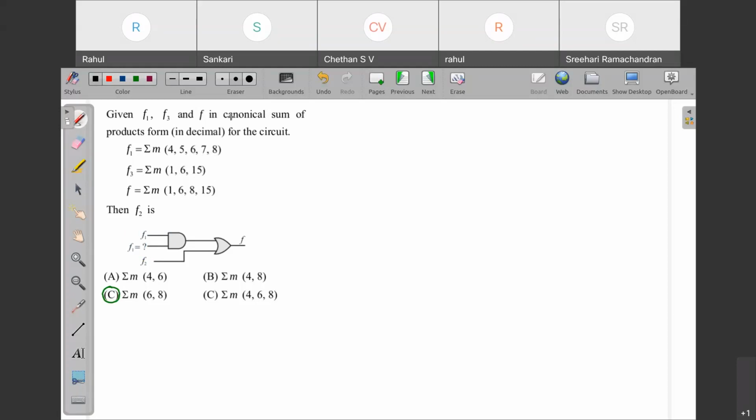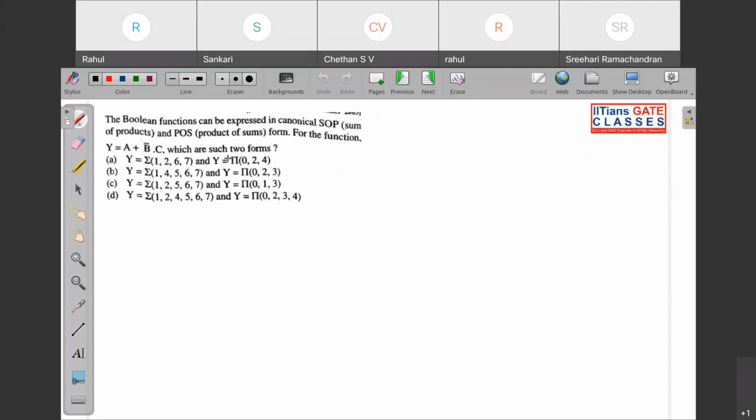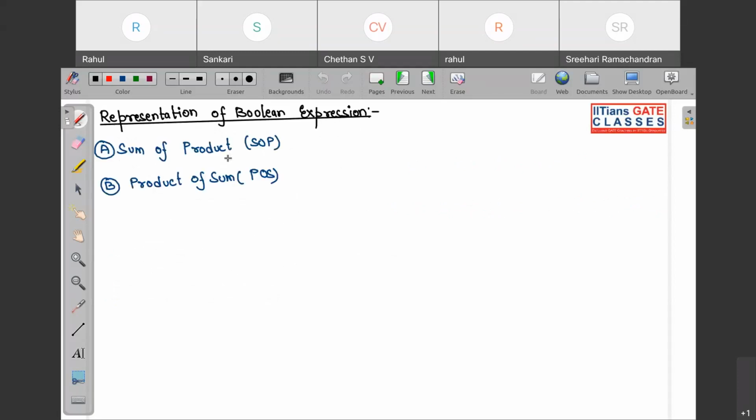Do you guys know what this is? Min terms. Others? All of you know that these are min terms. Okay, it's okay. Later on, we will solve this question. First, let me tell you what is min term, max term, and then we are going to see.